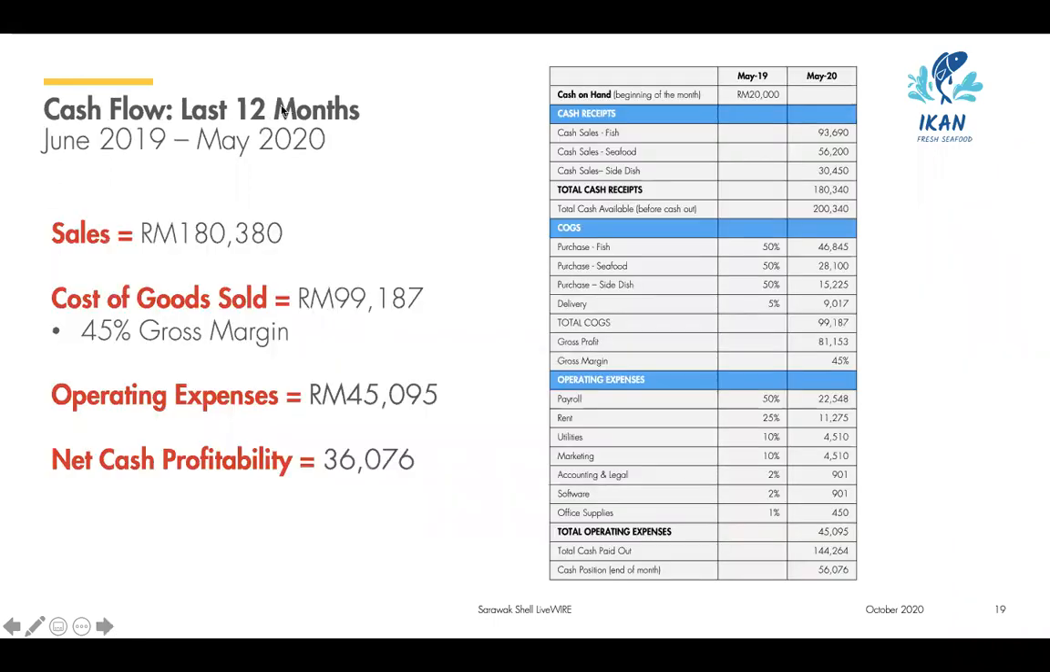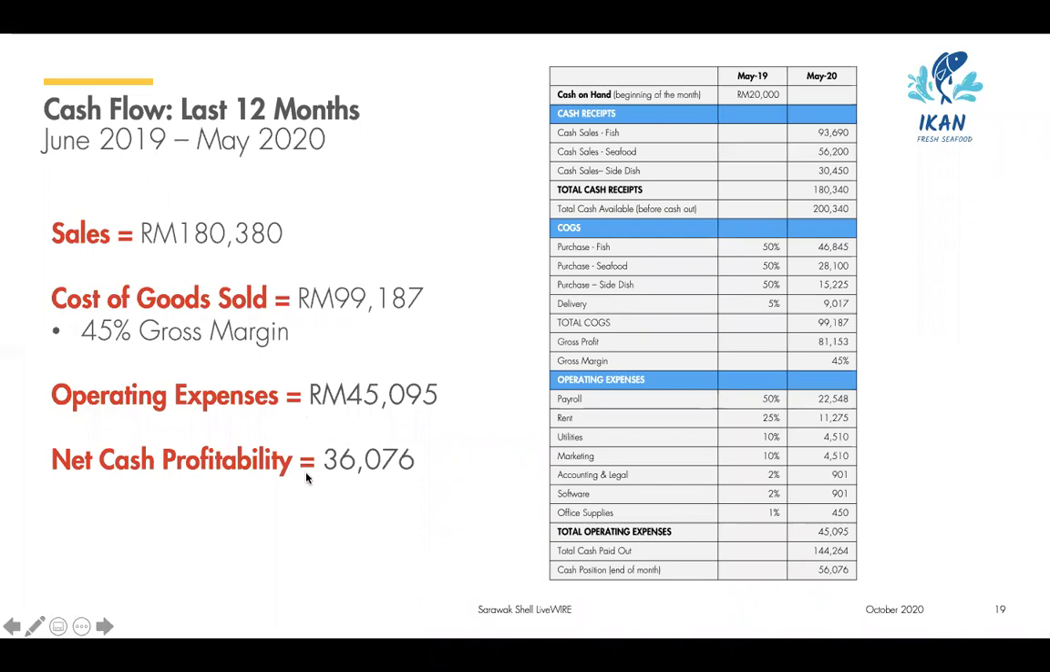Next, then we look at the cash flow for the last 12 months. So they generated a sale of 180,380, 45% gross margin, 55% cost, 50% goes to the fishermen, and another 5% goes to the delivery partners, whether they are private drivers or taxi drivers. So the operating expenses come at 45,000 ringgit. So you see here, there's 50% go to payroll, some goes to rent, utilities, marketing, accounting, legal, software, and office supplies. Basically, they are a tech company. They are a platform that helps connect fishermen, restaurants, and drivers, right?